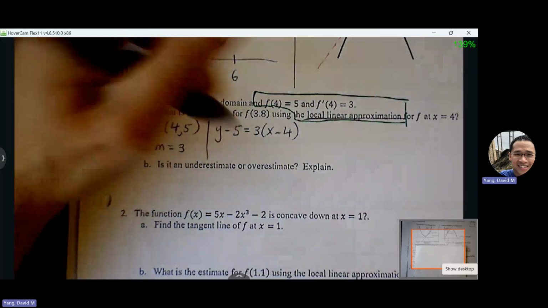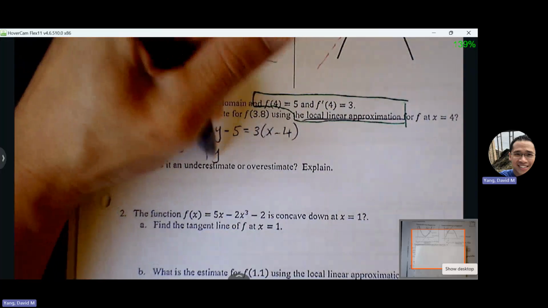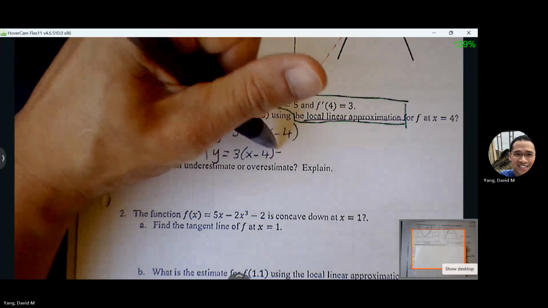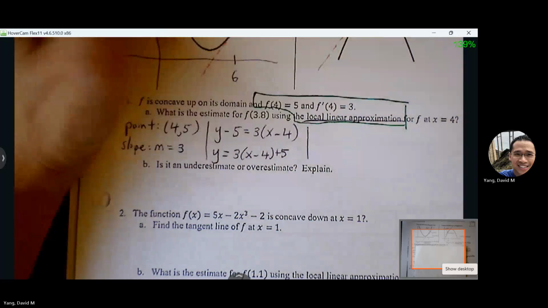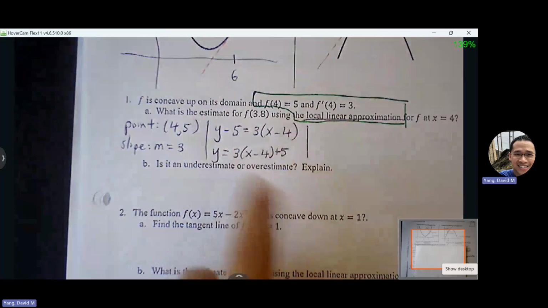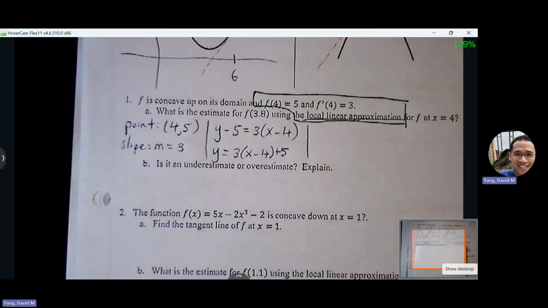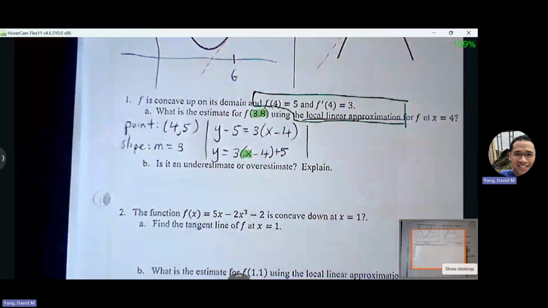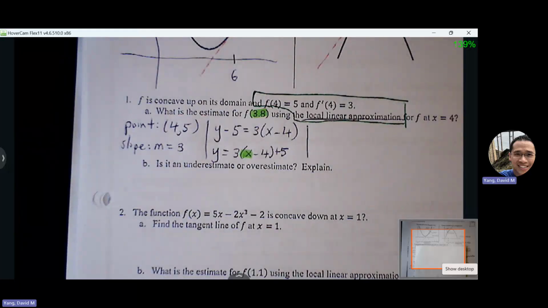Even though this is in point slope form, we want to go one step further here. Just solve for y. And then once you have your tangent line equation, then you can worry about the estimate. So the estimate just means whatever your tangent line equation looks like, just go ahead and insert your decimal into the x of your tangent line.